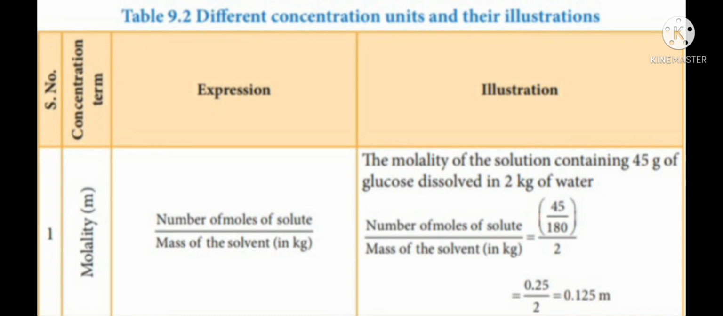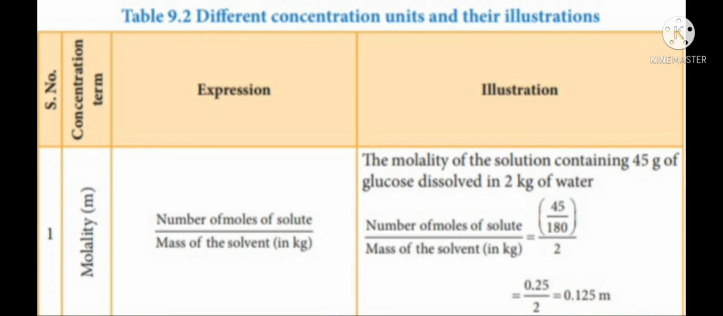It is explained here. The molality of the solution containing 45 gram of glucose dissolved in 2 kg of water. Here, the solute is glucose, the solvent is water. For this, the molality is given by number of moles of solute by mass of the solvent in kilogram. Already, we know that number of moles of solute is equal to mass of solute by molecular mass of solute. The values to be substituted in this expression.